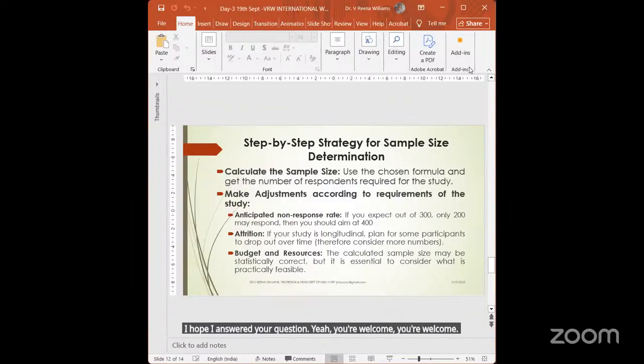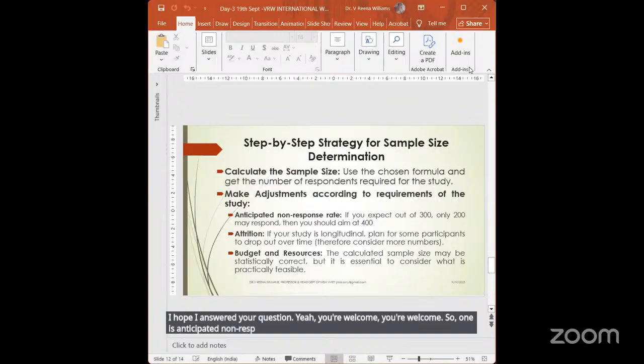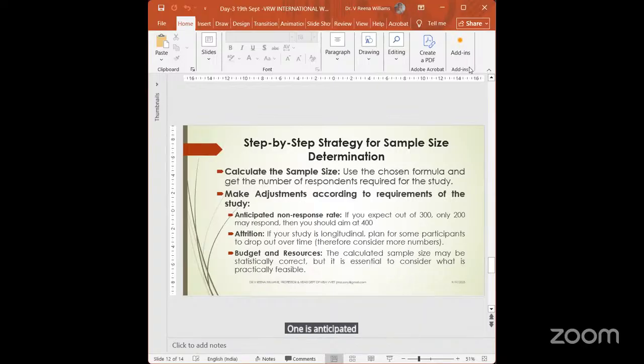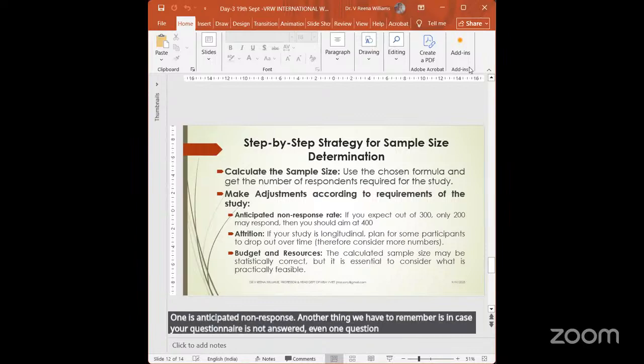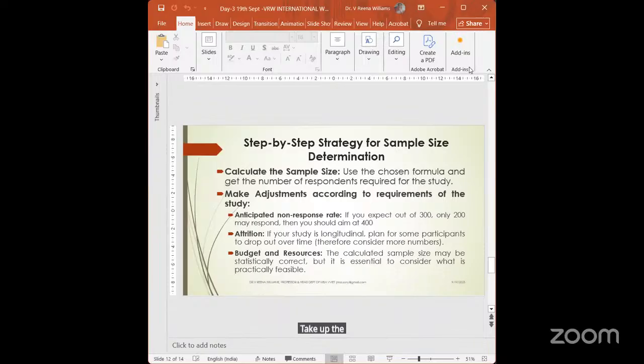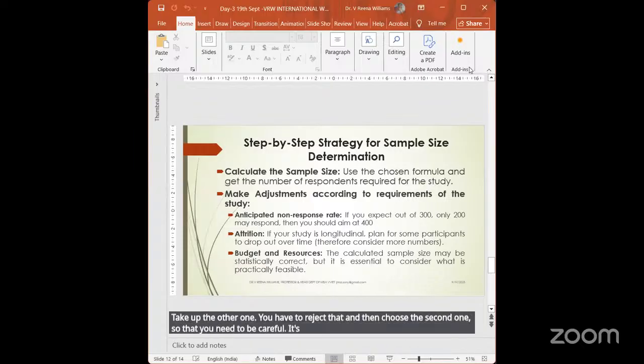So one is the anticipated non-response rate. These are cautions that I'm sharing with you. Another thing we have to remember is, in case your questionnaire is not answered, even one question is not answered, the whole questionnaire is rejected. You have to reject that and then choose the second one. So you need to be careful. It's also very important how you frame your questionnaire, but anyway, we are focusing only on the sample size.